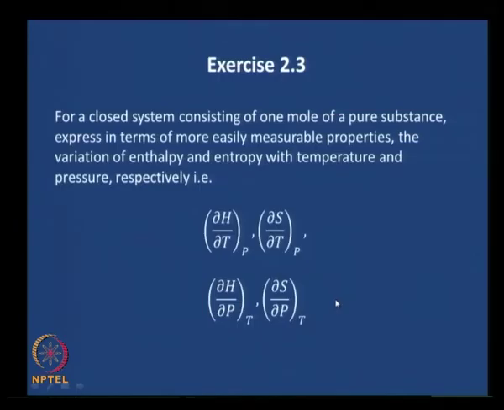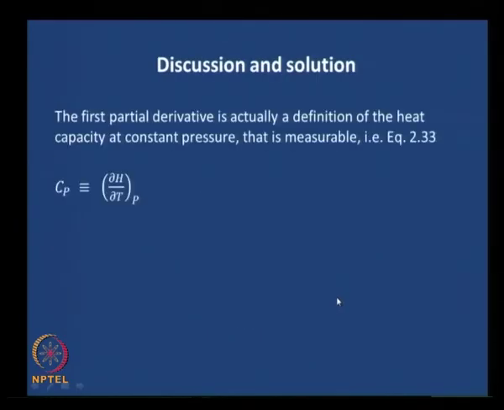The way to go about this would be as follows. The first partial derivative was ∂H/∂T at constant P. If you go back into your notes or into the earlier slides of this lecture, you would actually find that this is the definition of Cp, which is a measured quantity, the data of which is available. So, we do not have to do anything further. ∂H/∂T at constant P is itself a measured quantity.